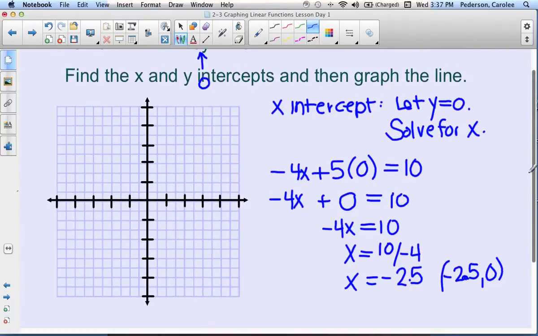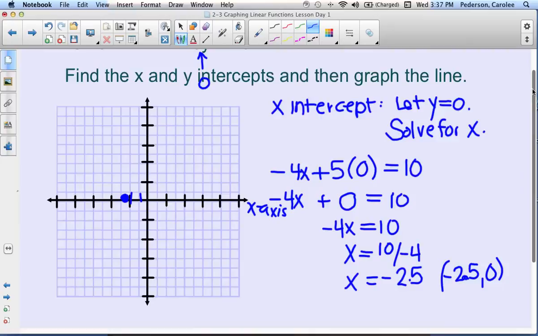So over on my x-axis, I would go over negative 2.5. So here's negative 1, negative 2, and it'd be negative 2.5, so we make a point right there.